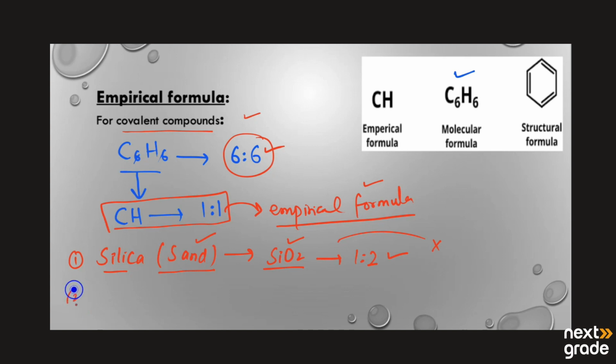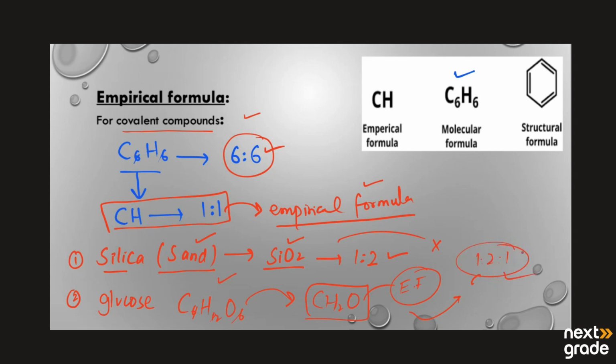Next, the second example is glucose. Its formula is C6H12O6. How can we simplify that? By simplifying we get CH2O. This is known as its empirical formula, and the ratio of carbon to hydrogen to oxygen is 1 to 2 to 1.